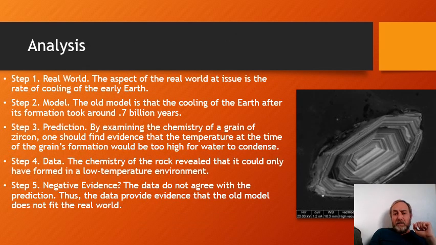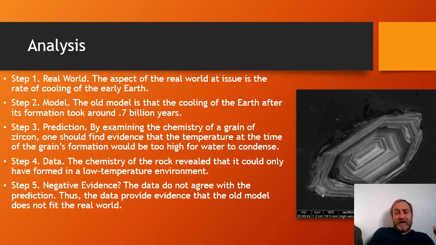So what is the analysis here? Well, the aspect of the real world we're looking at is the rate of the cooling of the early Earth. What's the model? The old model is that the cooling of the Earth took about 0.7 billion years. What's the prediction of that model? It predicts that if you looked at the chemistry of a grain of zircon, you should find evidence that the temperature at the time of the grain's formation would be too high for water to condense. If you looked at the grain of zircon from 4.4 billion years ago, you would say, oh, it's too hot.